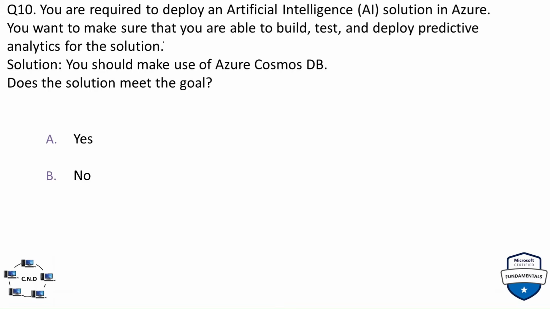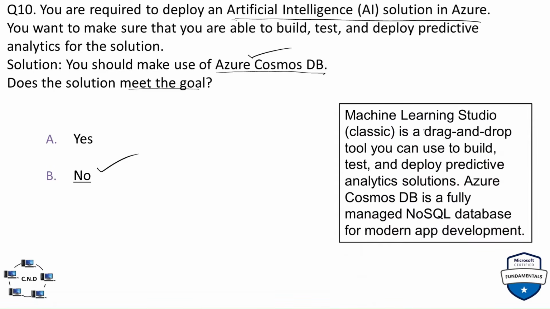Question number 10: you are required to deploy an artificial intelligence solution in Azure. You want to make sure that you are able to build, test, and deploy predictive analytics for the solution. The solution is you should make use of Azure Cosmos DB in order to get this artificial intelligence solution. Does the solution meet the goal? Yes or no? The correct option is no.